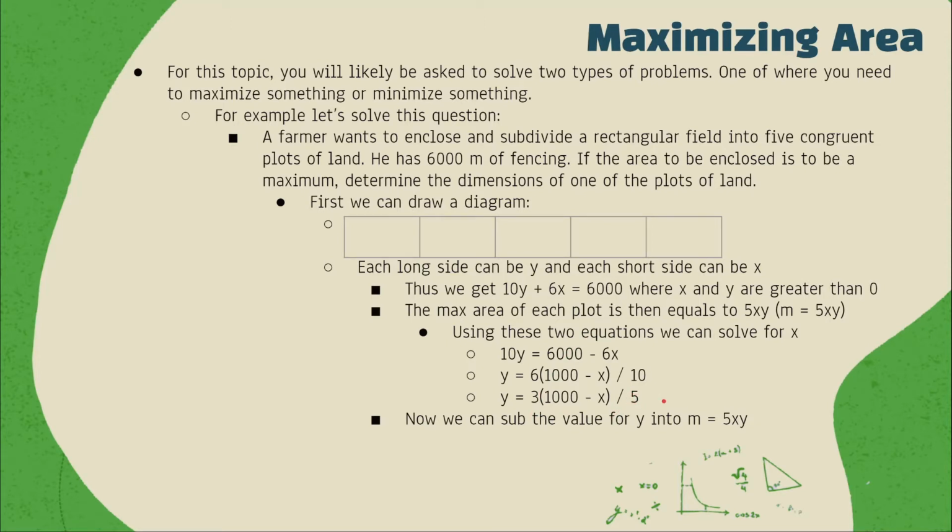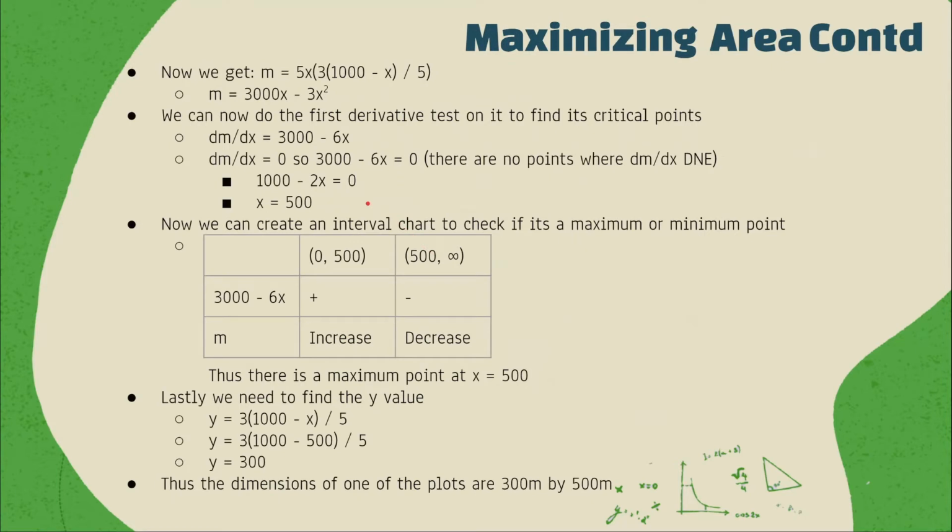Now we know what y is in terms of x, and now we could substitute it into our equation for m. So once we do that, we get m is equal to 5x times 3 times 1,000 minus x divided by 5. Opening the brackets and expanding, we get m is equal to 3,000x minus 3x squared. So now we could do either the first or second derivative test to find and classify the critical points.